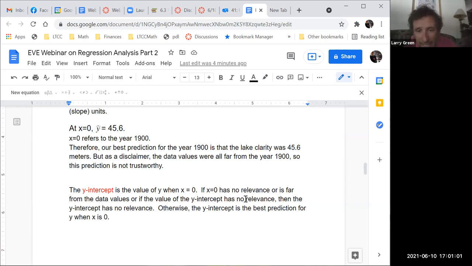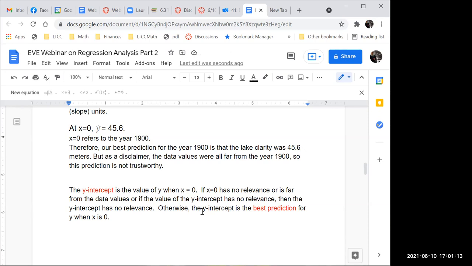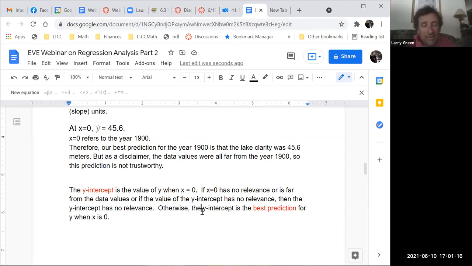Okay, I want to highlight some words, very important, and that is best prediction. It does not mean that we know what y was when x was 0. Even if it has relevance, we don't know it. And that's the difference between y and y hat. Y is the known value, and y hat is the predicted value using the equation of the regression line. Any questions on that idea? Any questions?